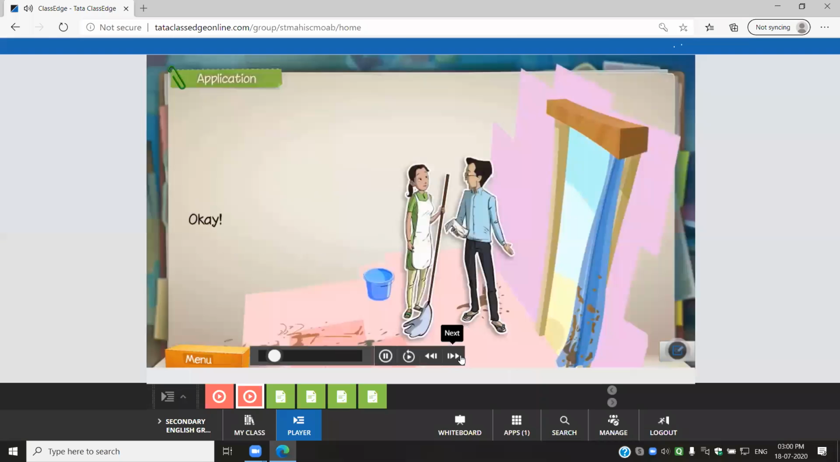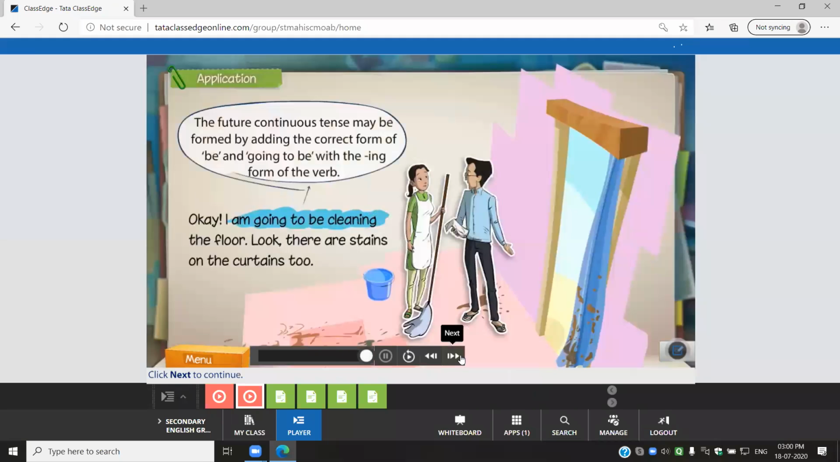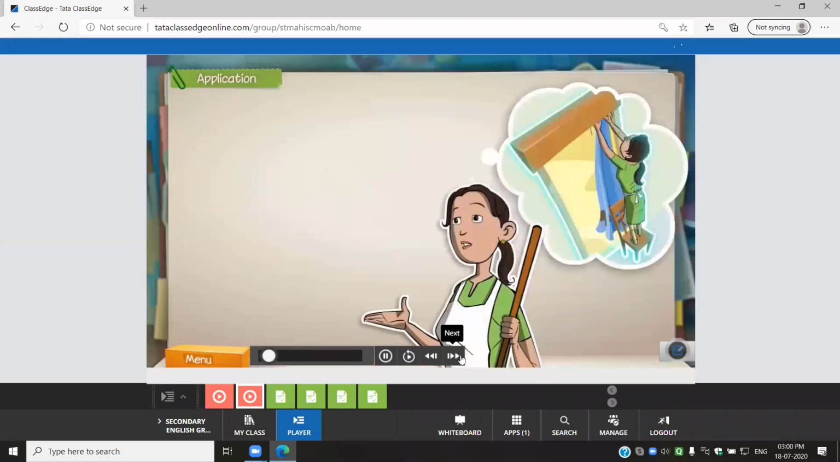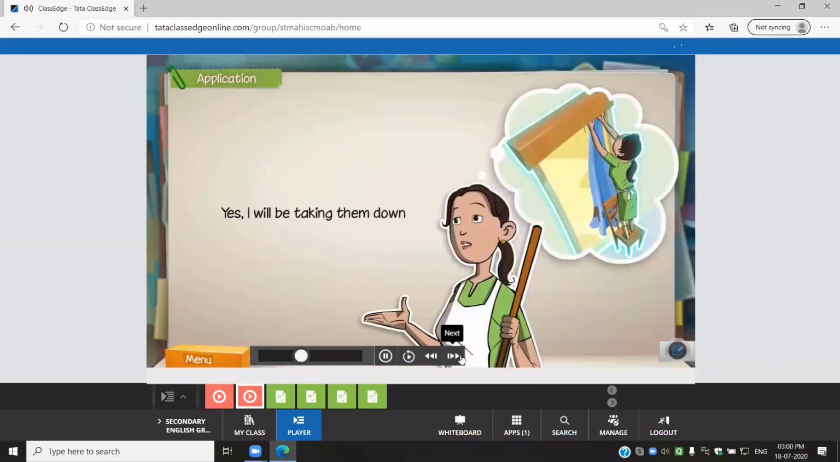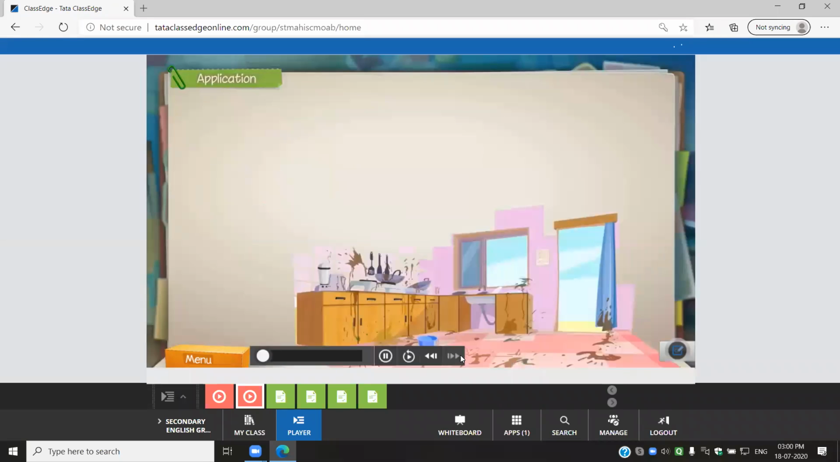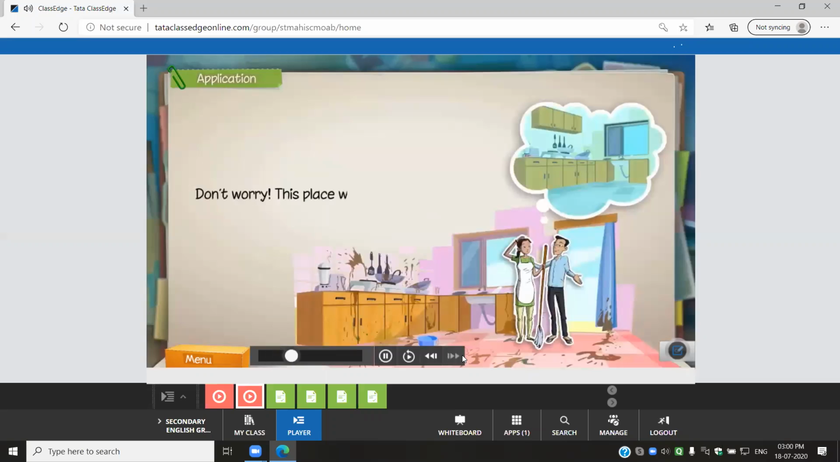Okay, I'm going to be cleaning the floor. Look, there are stains on the curtains too. Yes, I will be taking them down to get them washed. Don't worry, this place will soon be looking like a kitchen again.